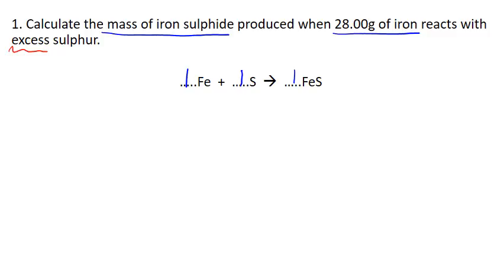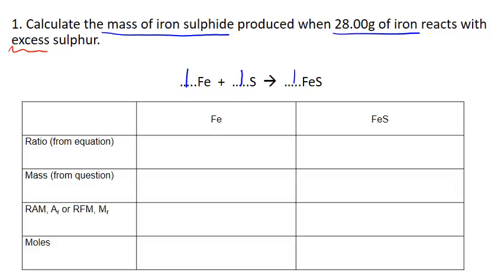Now the next thing to do is to summarise all of the information from the question and the equation given. I think this really makes it easy to understand. So if we look, we've got the iron and the iron sulfide. We're going to ignore sulfur because we're not being asked about it. All we're told is that there's an excess, there's more of it than we need. Okay, so in the table we're going to fill in the ratio of iron to iron sulfide. So we can see here that the ratio is 1 mole of iron reacts to make 1 mole of iron sulfide. So I'm going to fill that in to the table.